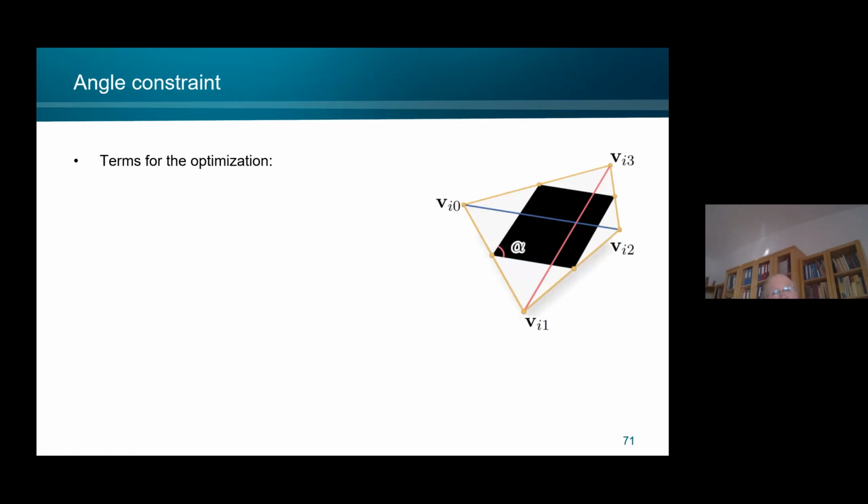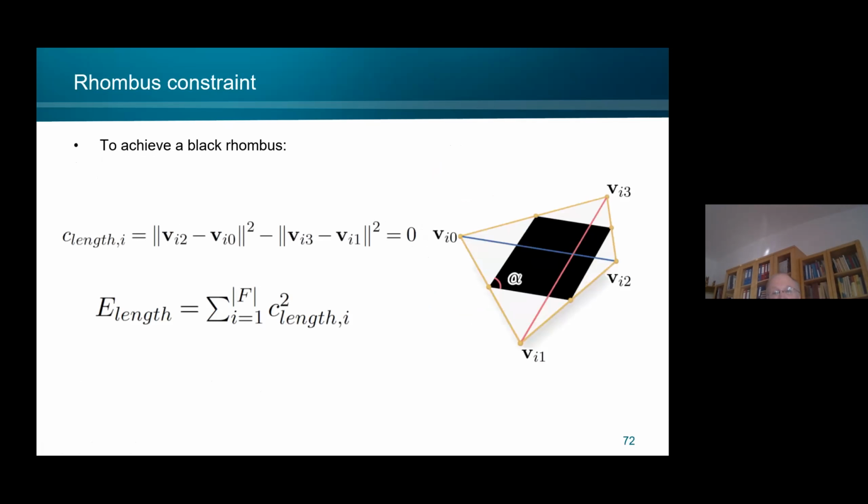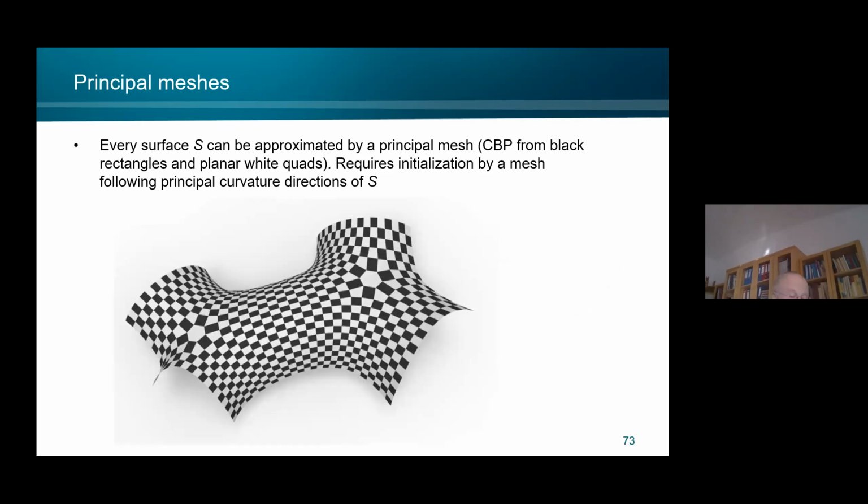We can also now easily say we are not only interested, let's say, in a planar quad mesh with a right angle, let's say with another constant angle. We just express this constant angle at the diagonals. It's super straightforward. Or we want to have these black faces to be rhombic, which means equal edge lengths, is also very easy. So I show you some examples.